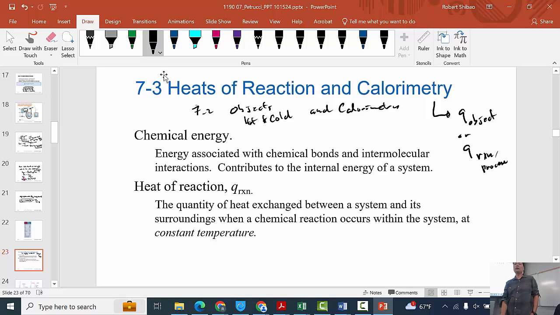When we're doing an object, we're looking at transfer of kinetic energy. So we have a hot object. Okay, let me just do this here, down here. Q of the object. When we're looking at an object, we're transferring kinetic energy from the hot to the cold object. And what we call the system and surroundings doesn't really matter.